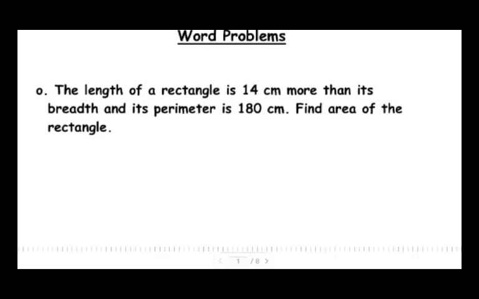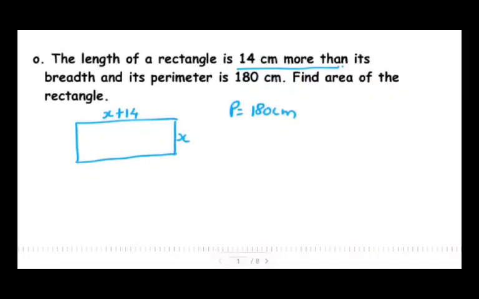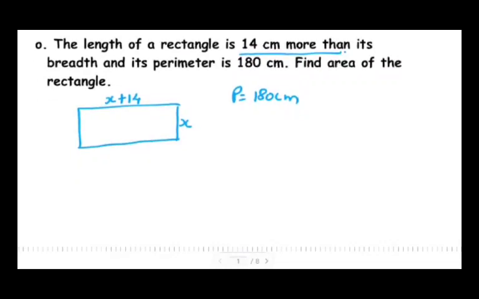So our sum says, the length of a rectangle is 14 centimeters more than its breadth and its perimeter is 180 centimeters. Find the area of the rectangle. So that's my rectangle. Okay, length is 14 centimeters more than the breadth, so let me take the breadth as x. So my length will be x plus 14 centimeters, correct? And I have the perimeter, which is 180 centimeters. All this as a part of the information has been given to us. So let's start.